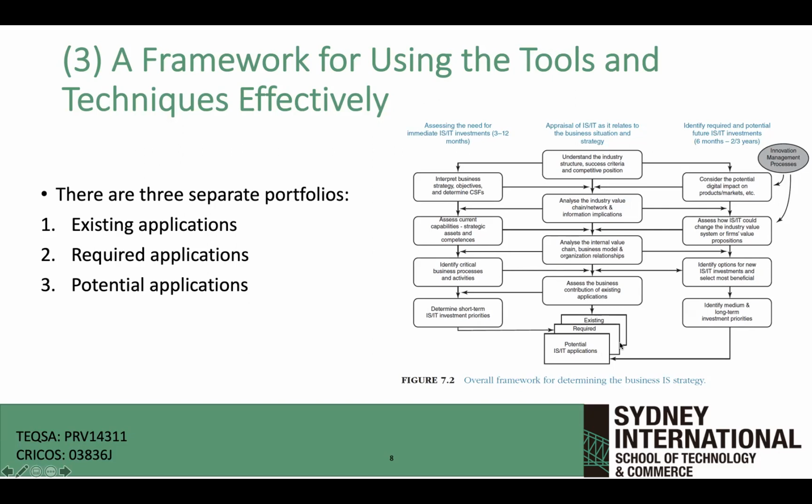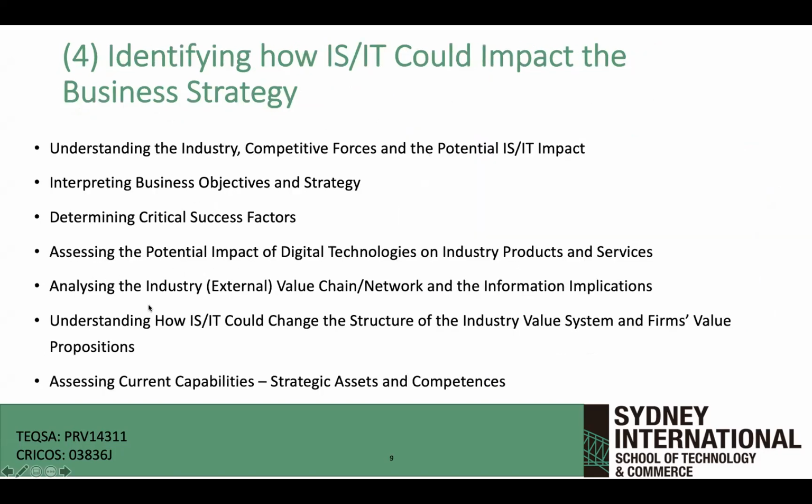So our analysis needs to be across more than one stage. What we currently have, our existing applications; what applications we need to be working efficiently operationally over the next 3 to 12 months; and then the strategic long-term investments, the potential applications we need, which is more focused on the 6 months to 2 to 3 years investments we need to think about.